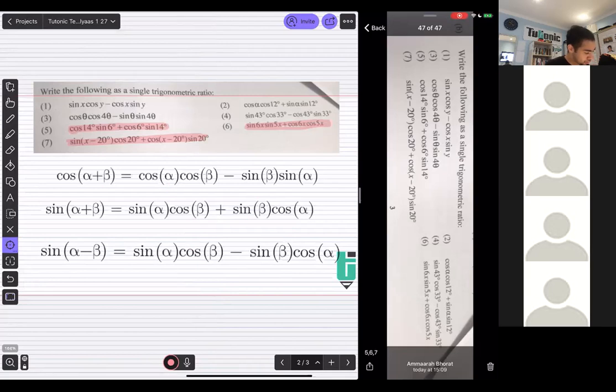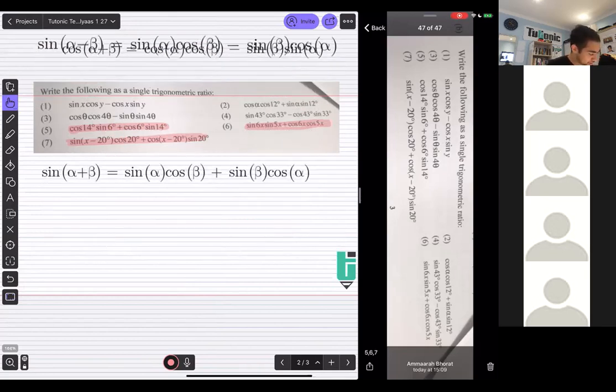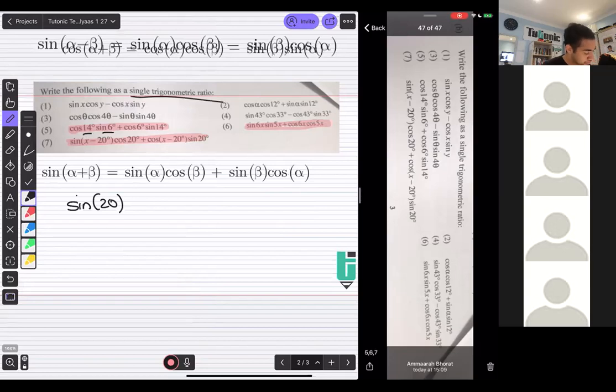Sine, cos, right? So it can't be cos. So it's sine A plus B. Right, because of the positive, that gives it away, okay? So do you see how you can narrow it down? So then it's just going to be sine of 14 plus 16. So is that your final answer, sine 20? Yeah, that's the single trigonometric ratio, sine 20.